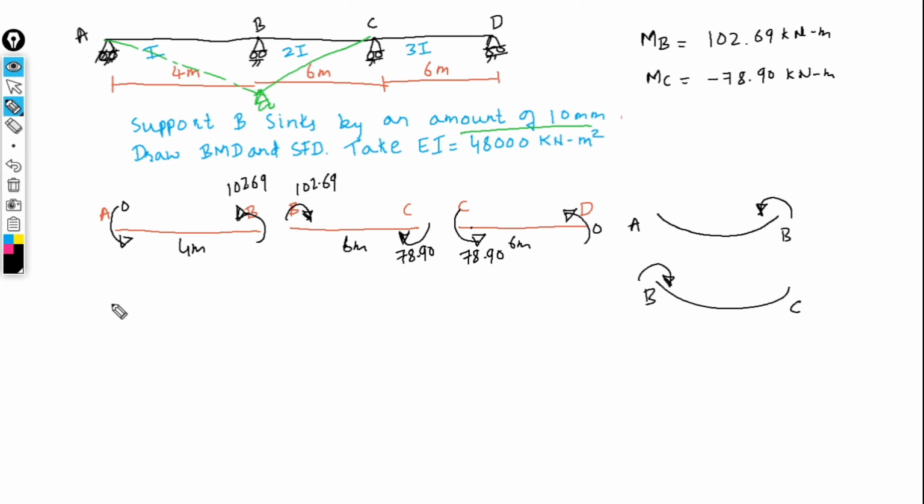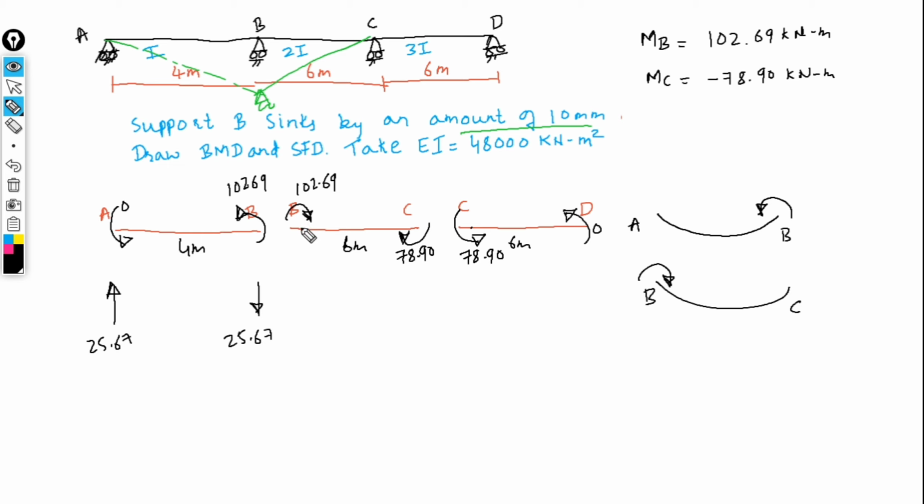Now support reactions will not be there due to direct loading. You will get support reaction only due to the end moments. Okay. So for AB you see maximum end moment is 102.69, and this is anti-clockwise. The direction of the reaction will be clockwise. Difference of moment divided by span, 102.69 divided by 4, you are getting 25.67.